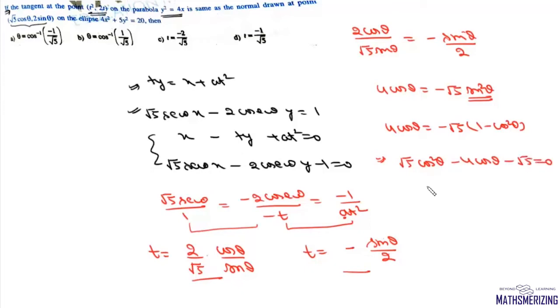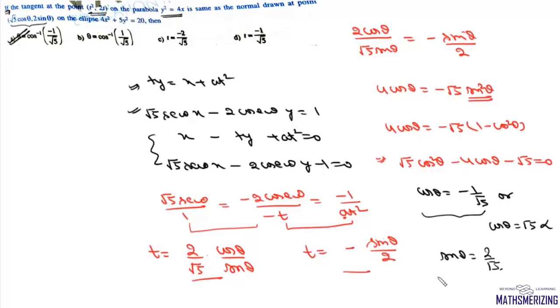Now from here we'll get two values of theta. So either the value of cos theta is minus 1 by root 5 or value of cos theta is under root 5. Now cos theta cannot take the value root 5. So from here what we'll get is value of cos theta should be minus 1 by root 5, and that's your option number A. Now the value of cos theta is minus 1 by root 5, then the value of sin theta, it will be 2 by root 5.